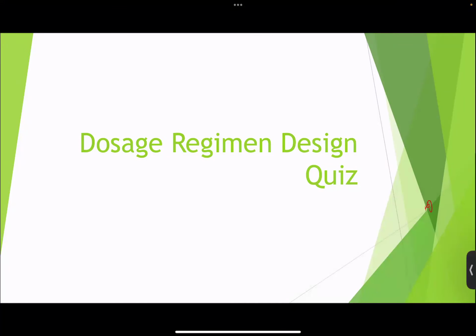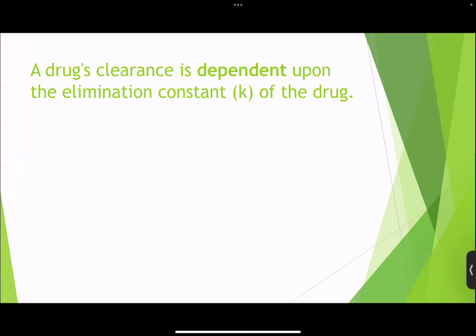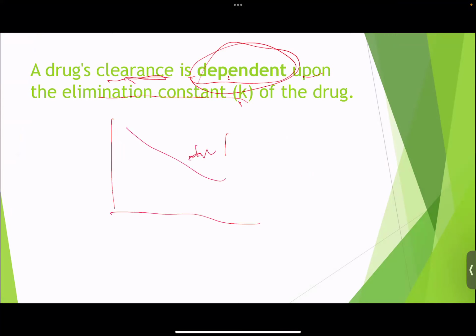All right, so, dosage regimen design quiz. A drug's clearance is dependent upon the elimination rate constant. Does the clearance depend upon the slope of the line or the elimination rate constant? This is the slope of this line of our concentration time curve. Is that what determines our clearance?